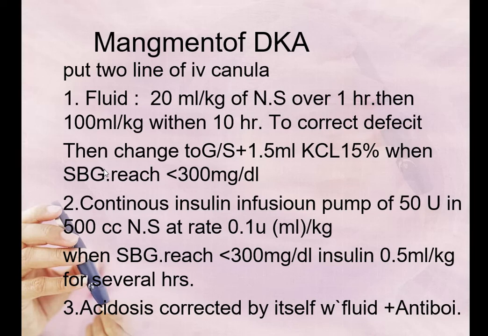Second point, regarding insulin therapy, we give a continuous insulin infusion pump of 50 units. Insulin should be added to 500 cc of normal saline and given at the rate of 1 ml per kg. When the serum blood glucose reaches less than 300 mg per deciliter, the insulin rate should be reduced from 1 ml per kg to 0.5 ml per kg and maintained for several hours.